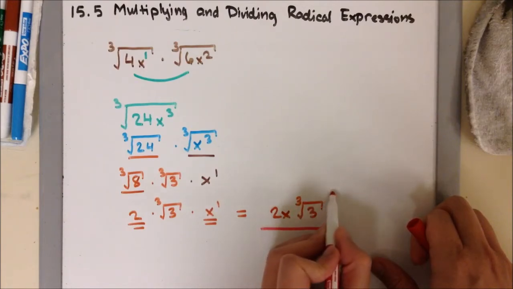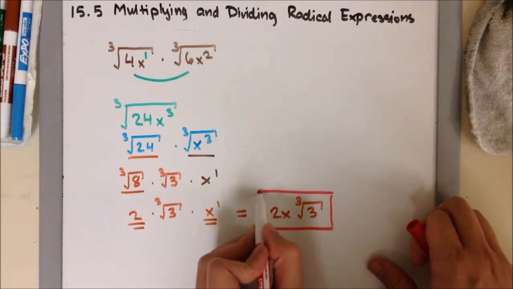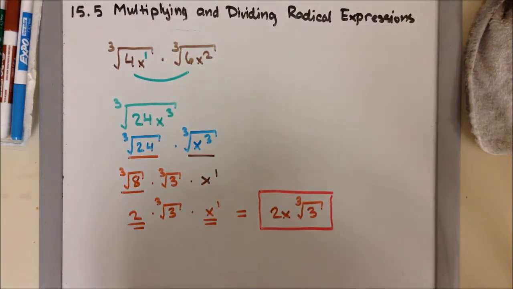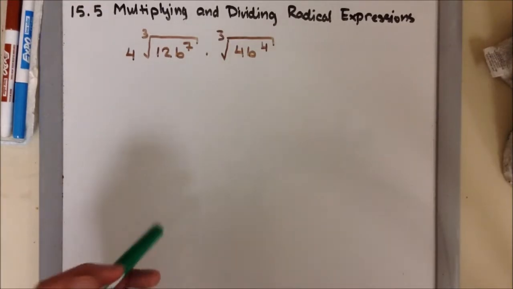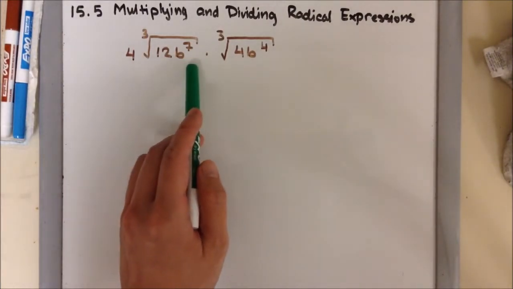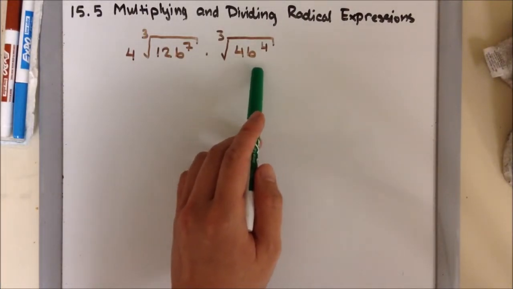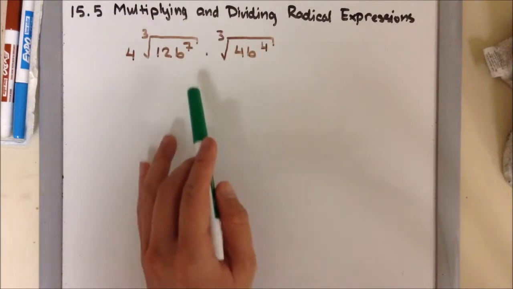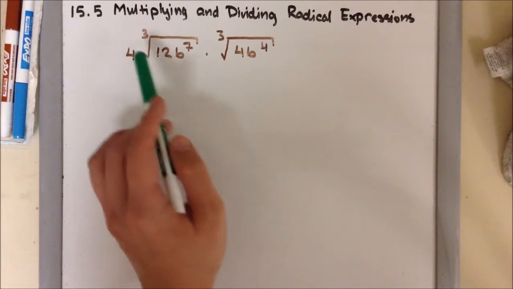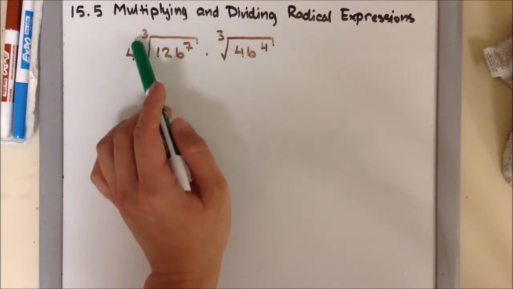It's very identical to the process of multiplying with square roots, but again, when working with cube roots or third roots, we're going to be using a different set of numbers. In this example, we have 4 cube root of 12b to the 7th power times cube root of 4b to the 4th power. Now, what I forgot to mention in the last example is that when we multiply, we want to make sure that we have identical index.